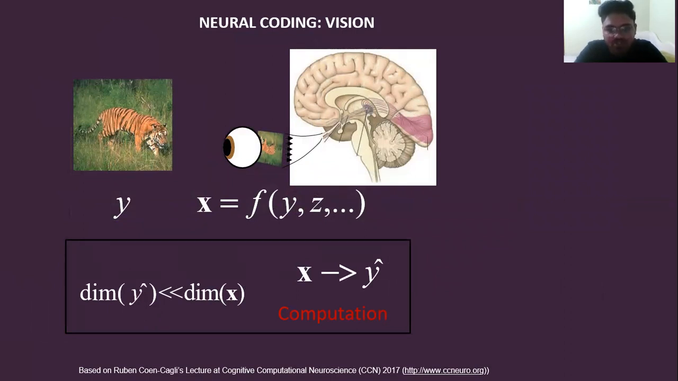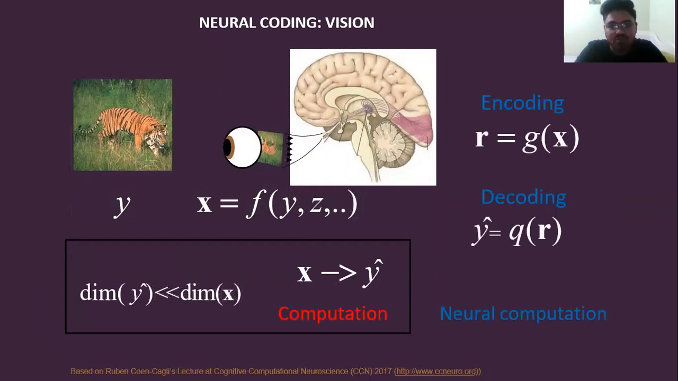After this computation part, here comes the neural computation part, in which there are two stages: encoding and decoding. In encoding, how sensory signals are transferred in the central nervous system, and in decoding, how this neural pattern of activity is decoded to give rise to a percept, to estimate the world that we care about.